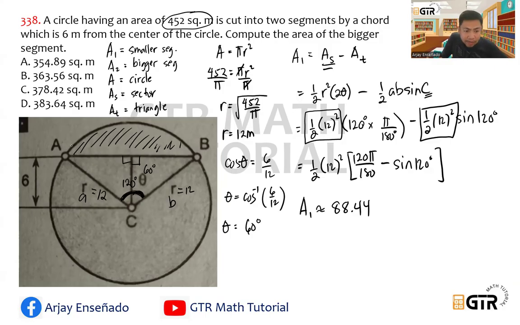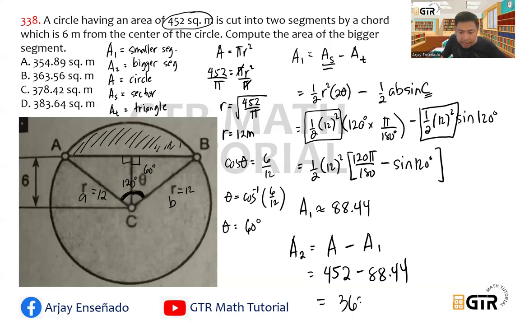Since we now have the value of this A sub 1, we can now get the area of the bigger segment. Just subtract A sub 1 from the area of the circle. So A minus A sub 1. So we have the area of the circle given as 452 minus A sub 1, which is 88.44. So if we subtract that, the answer will be 363.56 meters square, and that is letter B.